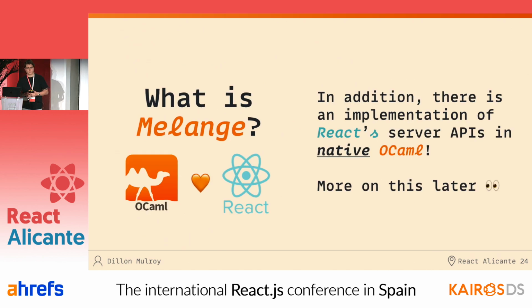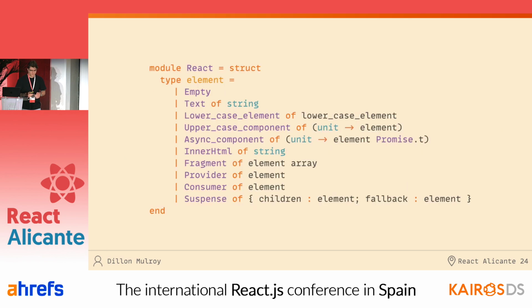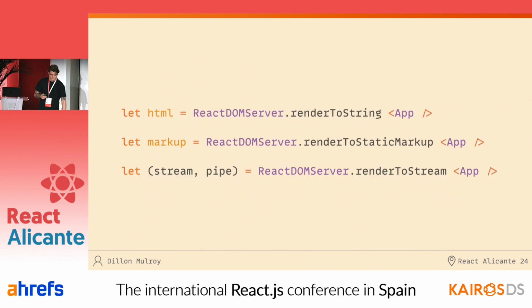So I mentioned earlier that we also have the ability to render to native. We have a full implementation of React in native OCaml. And this is what a React element is actually typed as in native OCaml, right? We have all the things here as a sum type. We can pattern match on these things. Very lovely. We also have all of your favorite server APIs. We have render to string, render to static markup, render to stream.